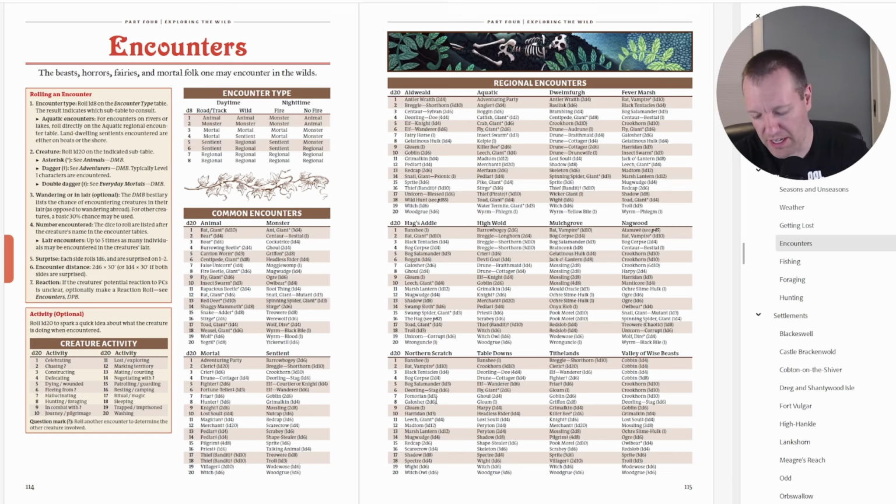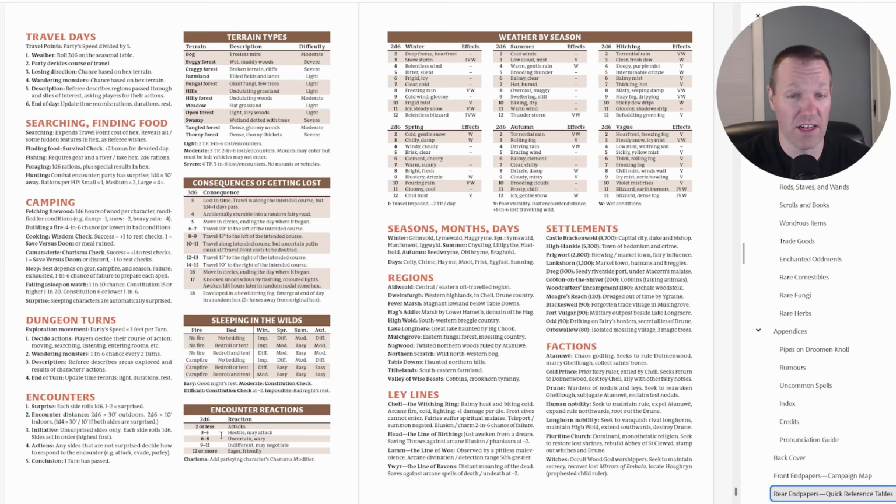So rolling a reaction, I got a 5. A 5 is hostile, may attack. Okay, so there's this necromancer. It's got some ghouls. Maybe he is going to attack the party. From there, why don't we check for surprise?